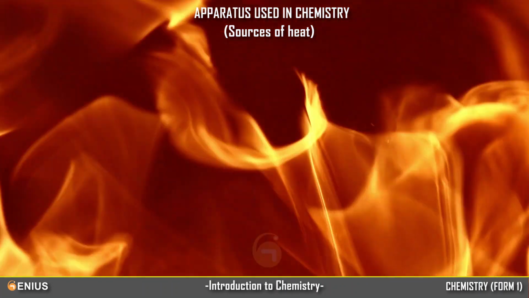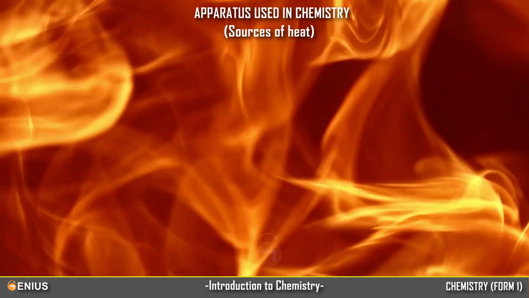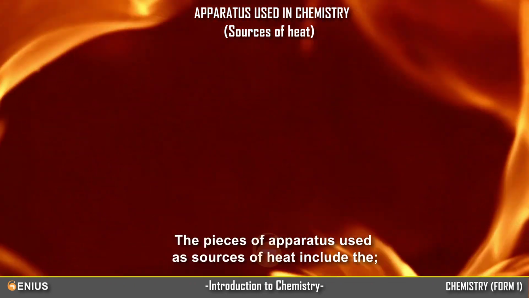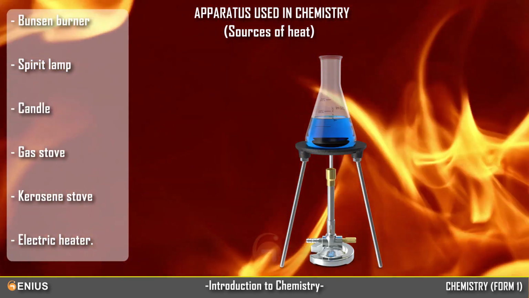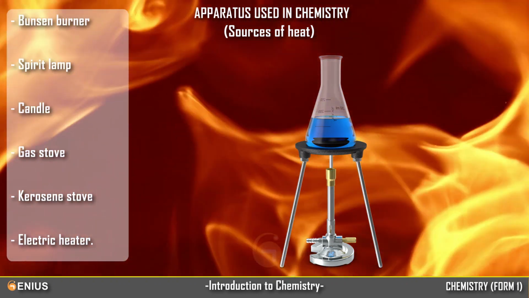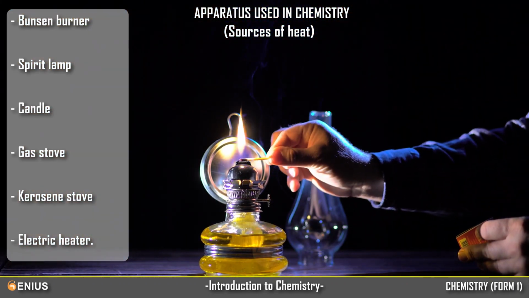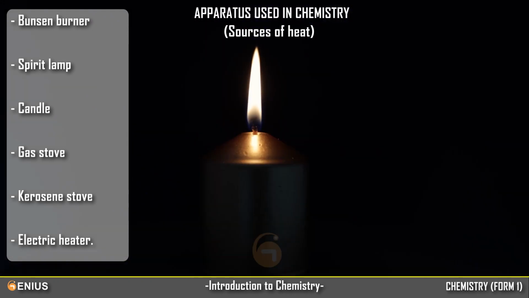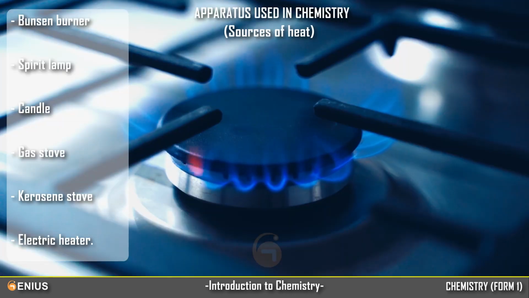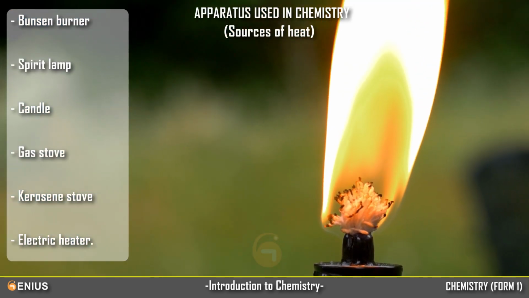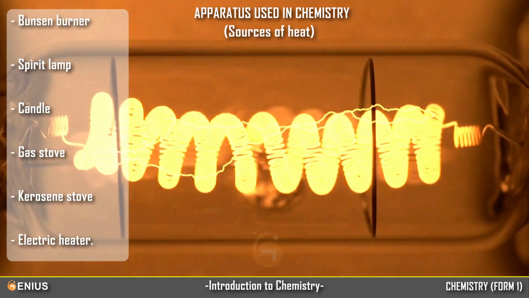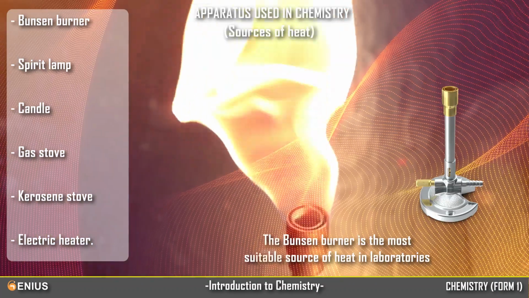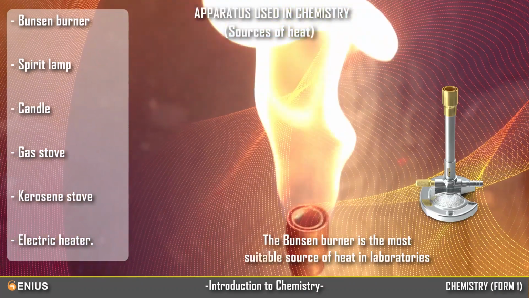Sources of heat. The pieces of apparatus used as sources of heat include the Bunsen burner, spirit lamp, candle, gas stove or portable burner, kerosene stove, electric heater. The Bunsen burner is the most suitable source of heat in laboratories.